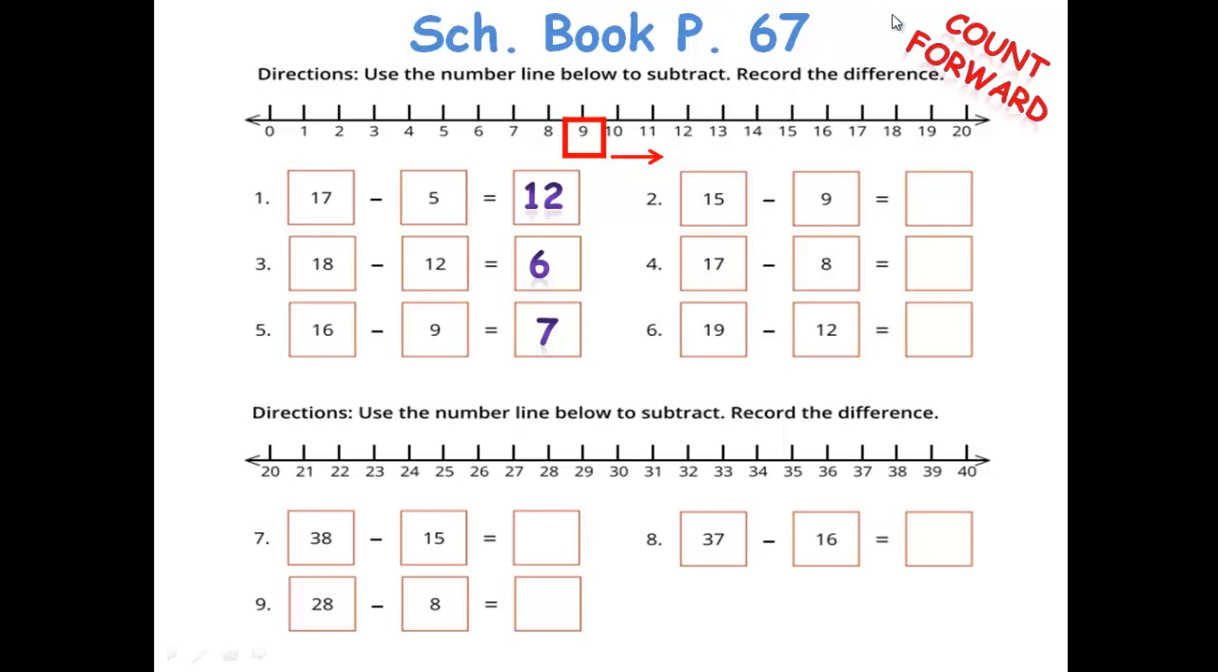Now, put your finger with me on 9 and start counting. 1, 2, 3, 4, 5, 6. Stop. We stop on 15. How many times did we count? 6. Very good. So the answer is 6. So write it down in the empty box.